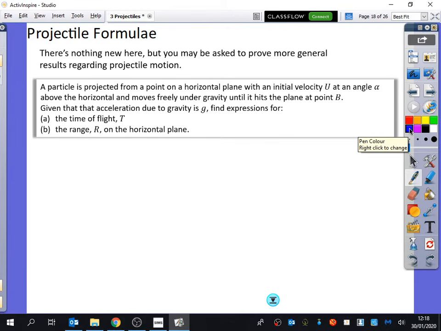A particle is projected from a point on a horizontal plane. As soon as I've got that, I'm just going to draw my horizontal plane with an initial velocity u at an angle alpha above the horizontal. And it moves freely under gravity until it hits the plane at a point B. Given that the acceleration due to gravity is g, not 9.8, because we could be on the moon here, find expressions for the time of flight and the range of the horizontal plane.